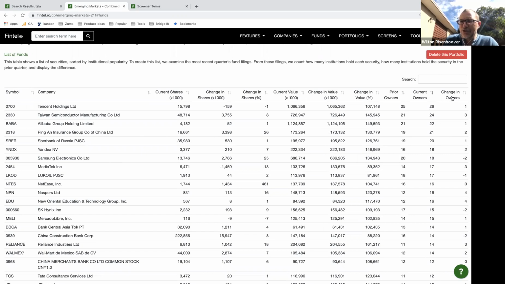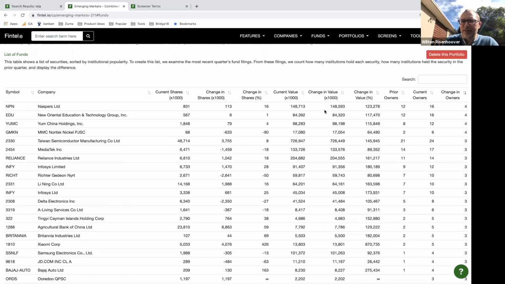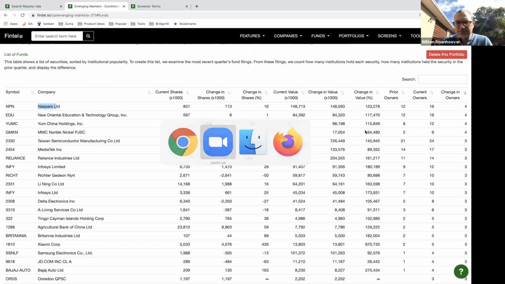I actually think that the change in owners is more interesting than the current owners, because then you can see who's accumulating and hopefully catch that early. So Naspers is a company I have never heard of before. I'm going to go look at it after I get off the phone with you guys and see what it is, because it just got 4 new owners reported holding it in the last quarter. So any questions about that?